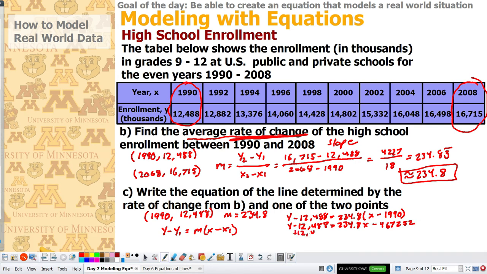Add 12,488 to both sides. y equals 234.8x minus 454,764. Now, this is my prediction equation. I'm going to use this on the next slide to make a prediction. So again, I'm going to type it so I can copy it over easily to the next screen.